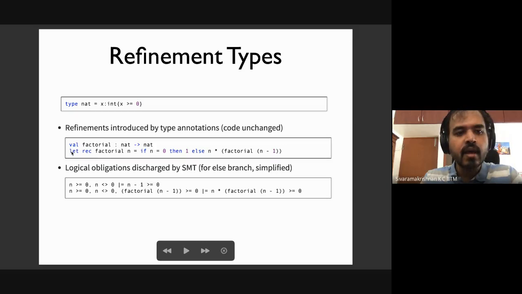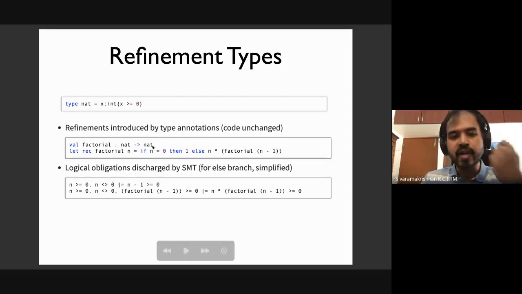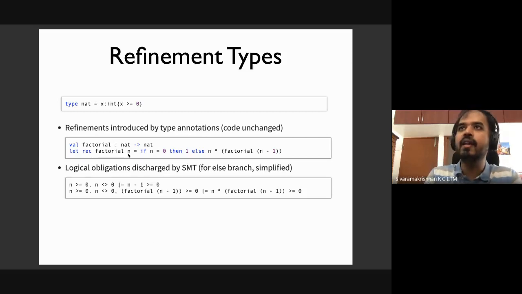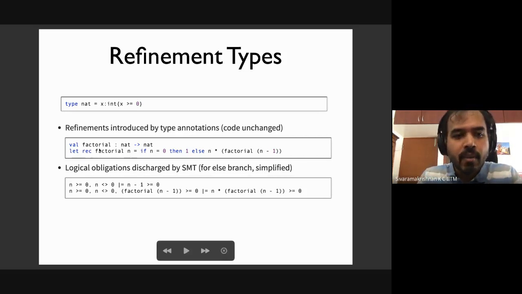I could have just written this factorial function with this let rec and ignored this line. If I had ignored that line, the type that would be inferred for the factorial is integer to integer, as you would in OCaml. But I'm saying, okay, I don't want this function to be integer to integer. I want this function to be a natural number to natural number function. And what is a natural number? A natural number is exactly the type that I've defined here.